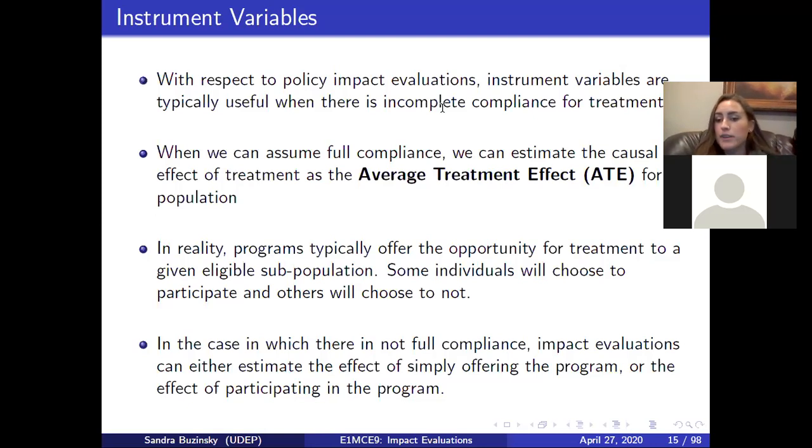So that's when we can actually use an IV, using the initial randomization as the instrument, because that's the exogenous part on our outcome. We'll talk about that more a bit later.